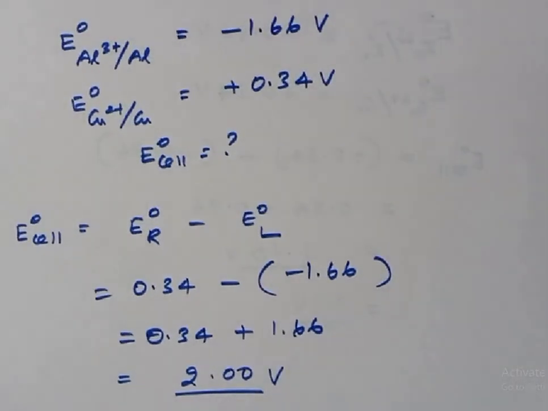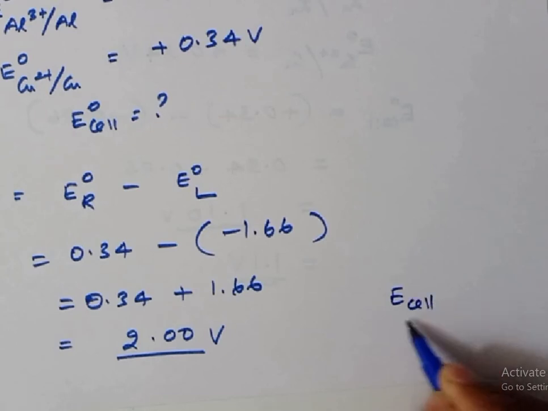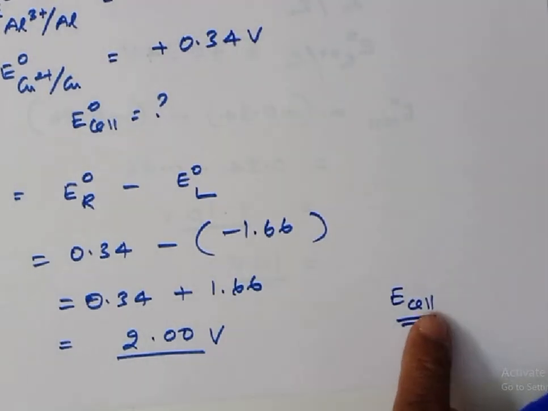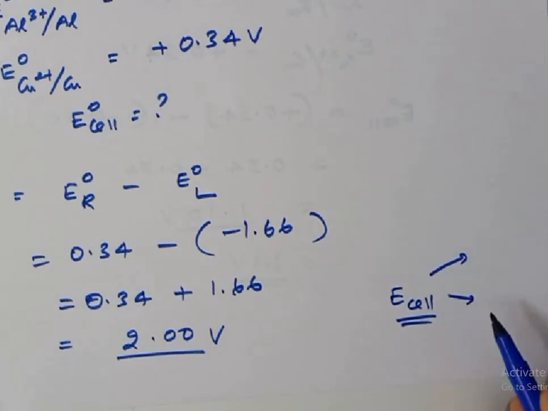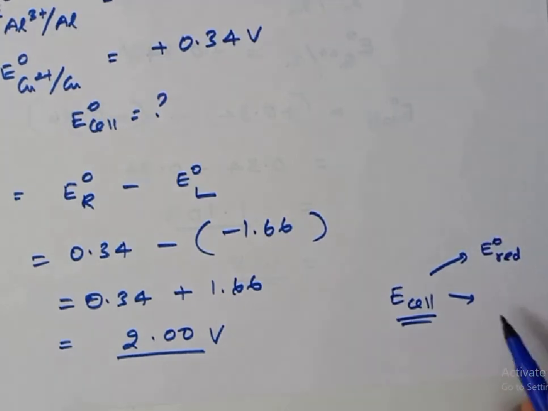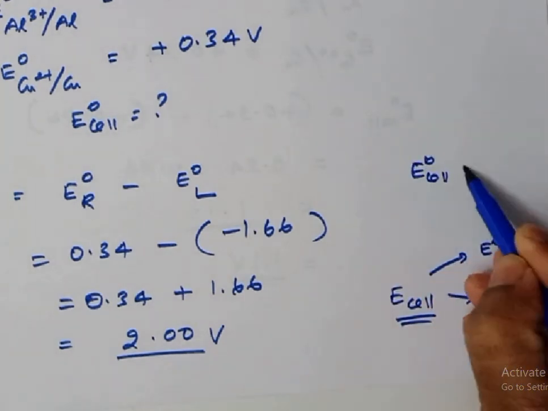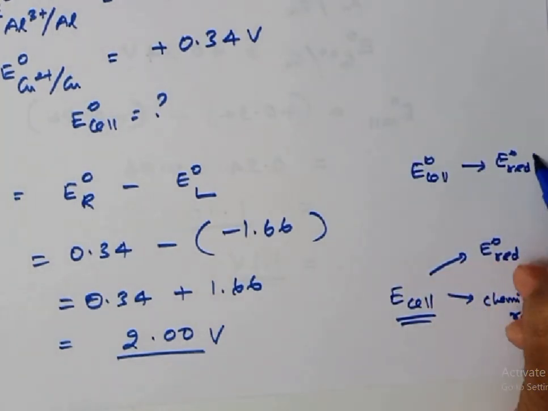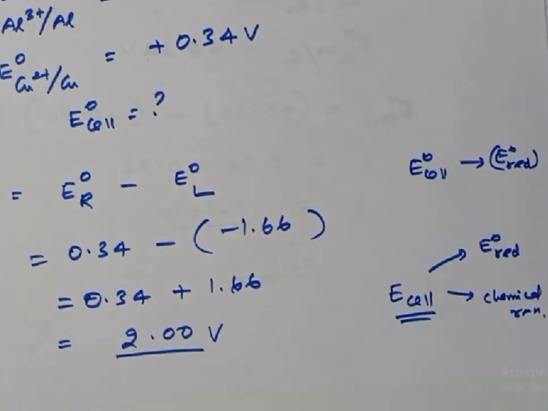But later I'm going to discuss about cell potential. To calculate cell potential, you need both the data. You need standard reduction potentials of the electrodes, and you also require the chemical reaction occurring in the cell. Both are required. To calculate standard cell potential, only the reduction potentials of the electrodes are required. Chemical reaction is not important. Keep this in mind.